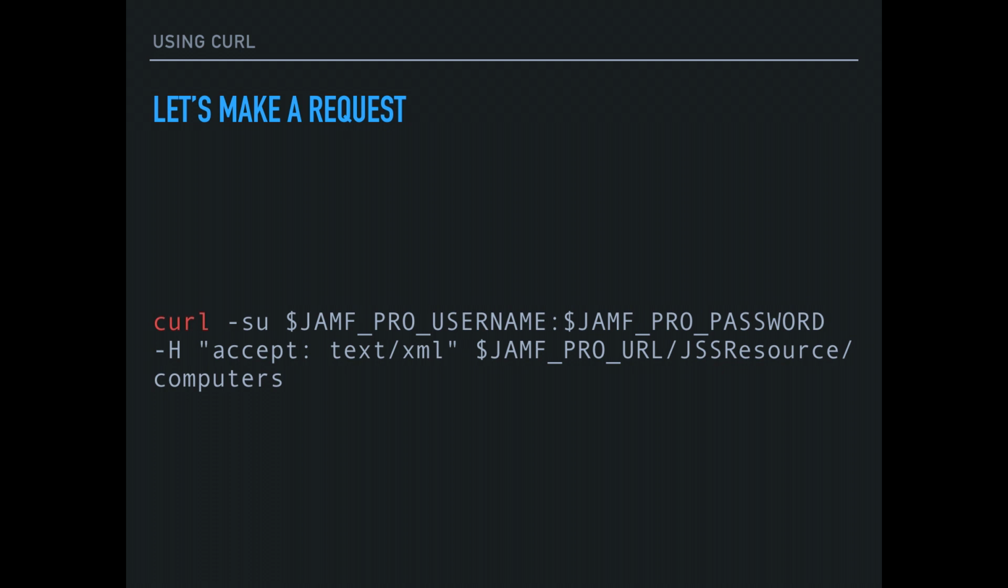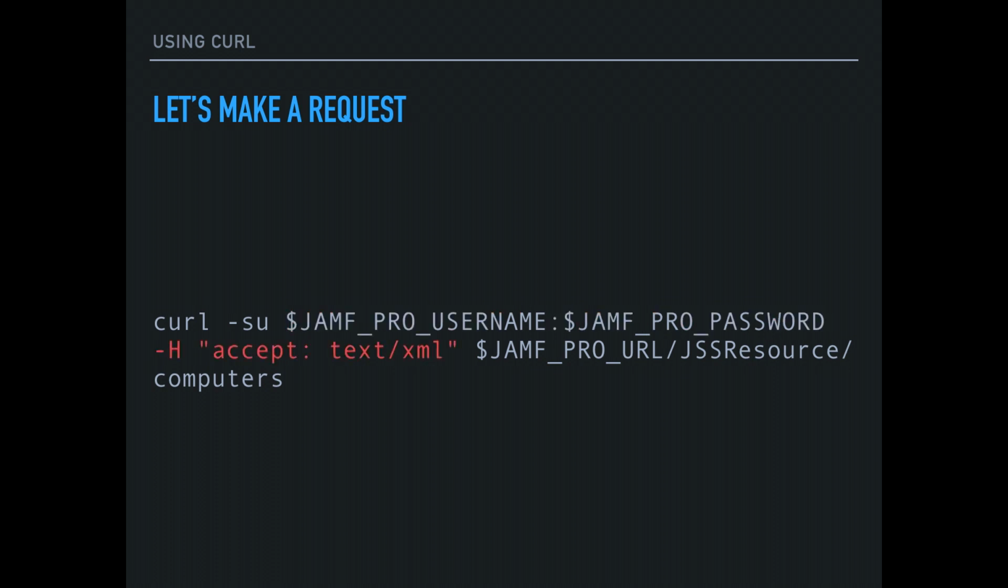So we start with our curl command, and that's just telling the computer what command we want to use. And then we have our -su. If you remember, the S is for silent, and the U is for user. And then we specify our username and password in the form of username:password. Here I have it set in variables. You could also hard code it into your command if you like, but I'll be using variables for the remainder of this presentation.